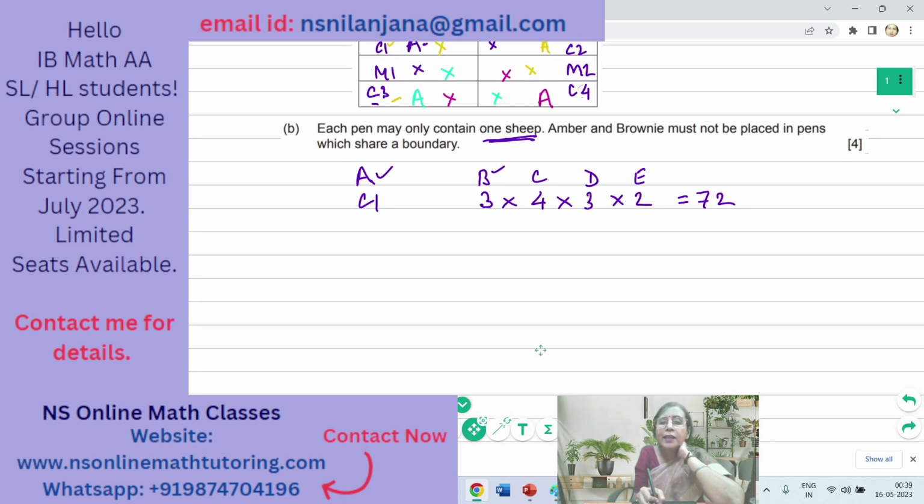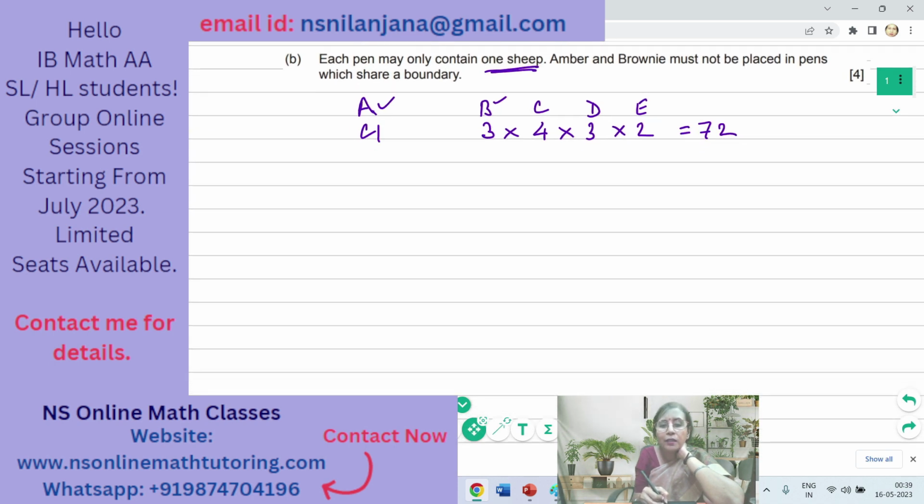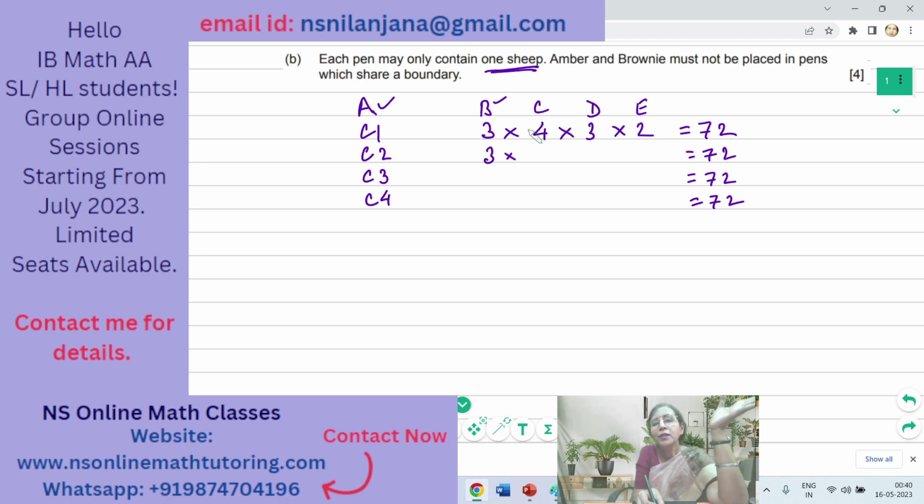Fine. And this will be the case when Amber is placed in corner 2, corner 3, corner 4. Any of these corner pens. The total number of arrangements will be equal to 72. Okay, because Brownie will be having 3 options. Then Curly, 2 pens have been occupied, so Curly will be having 4 options. 3 pens occupied, Daisy is having 3 options. 4 pens occupied, Eden is having 2 options.